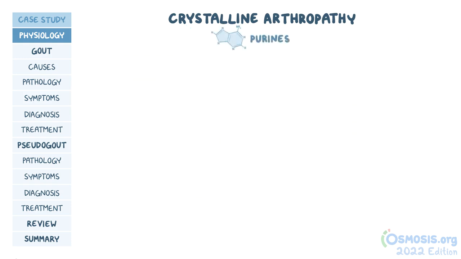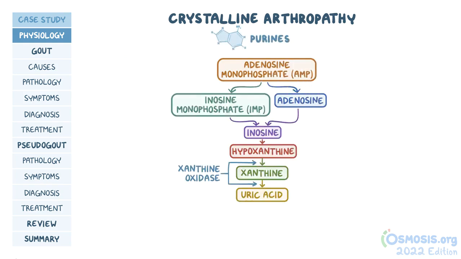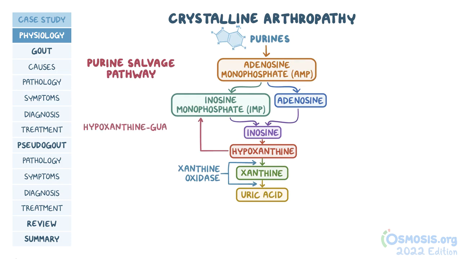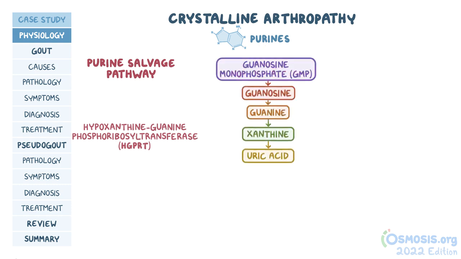Another way the body can avoid excess uric acid is by recycling purines via the purine salvage pathway. This is when organs convert hypoxanthine back to IMP via hypoxanthine guanine phosphoribosyltransferase, or HGPRT, which then gets converted to AMP to make new purines. Conversely, we can take guanine and convert it to GMP by HGPRT to make new purines.